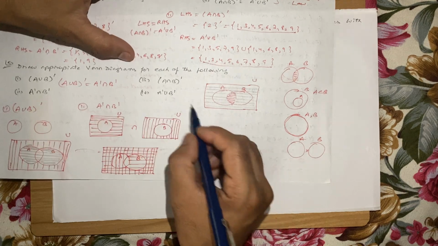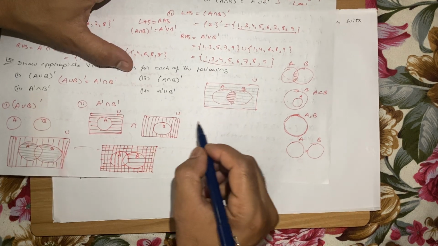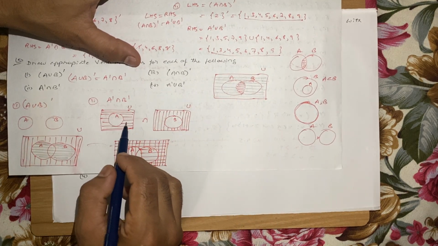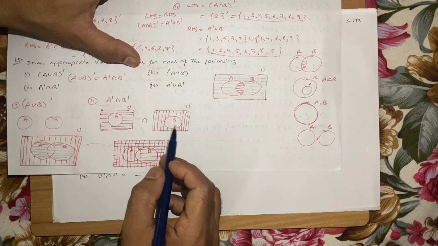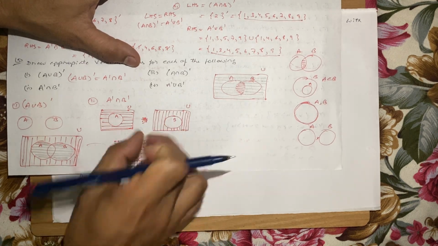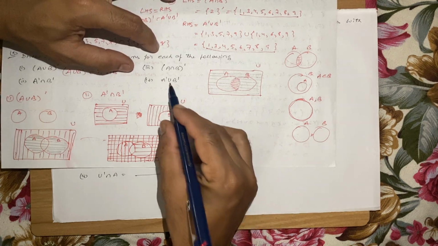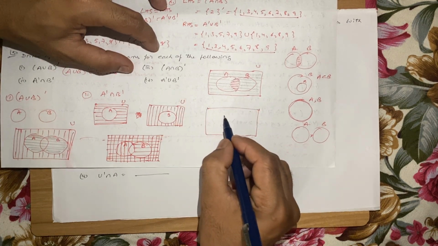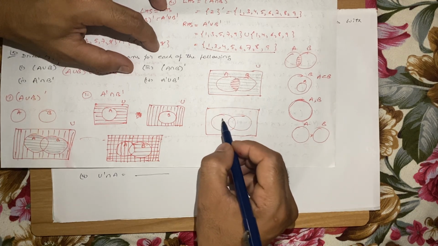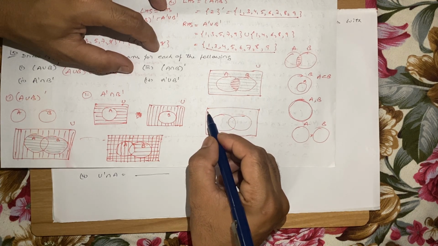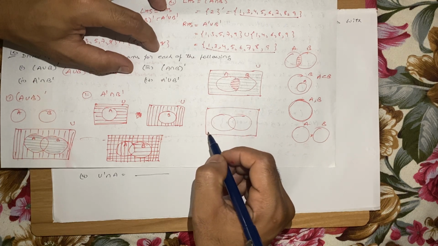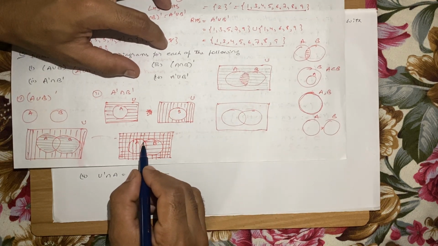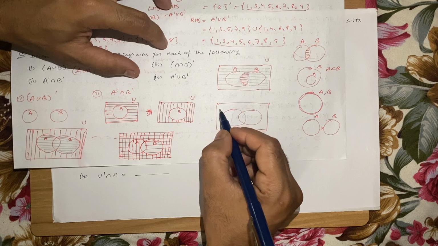Now try to do this: A complement union B complement. When you do A complement, you get this, right? And when you do B complement, you get this. Now when you combine both of them, for the union, you will combine both in this way. A complement means all the region that is outside of A, and all the region that is outside of B. So just leaving behind this common region.